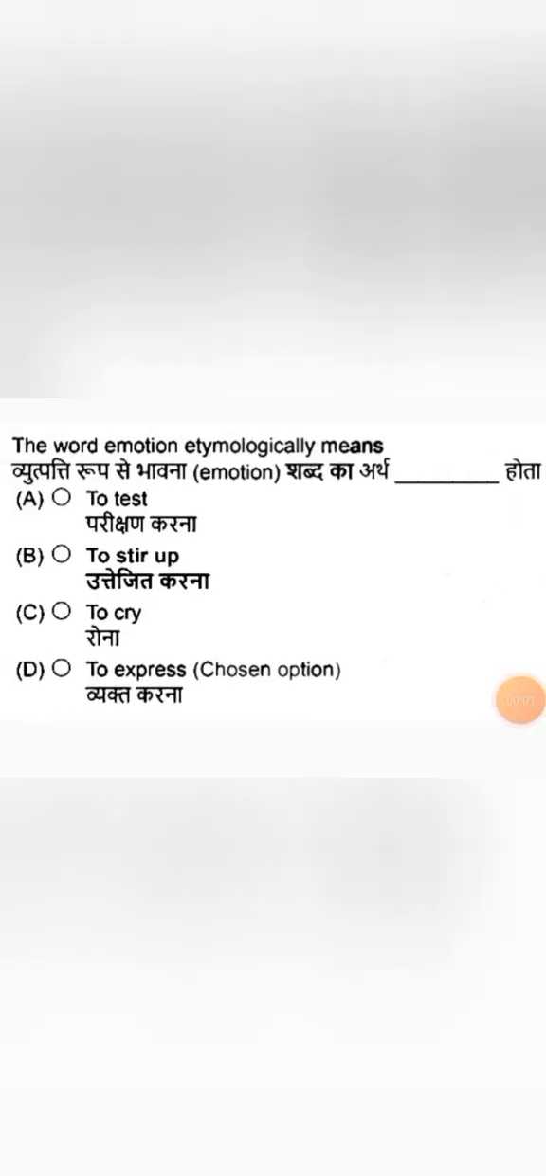Question, the word emotion etymologically means? Options: option A, to rest; option B, to stir up; option C, to cry; option D, to express. The word emotion etymologically means to stir up. Option B is the correct answer, to stir up.